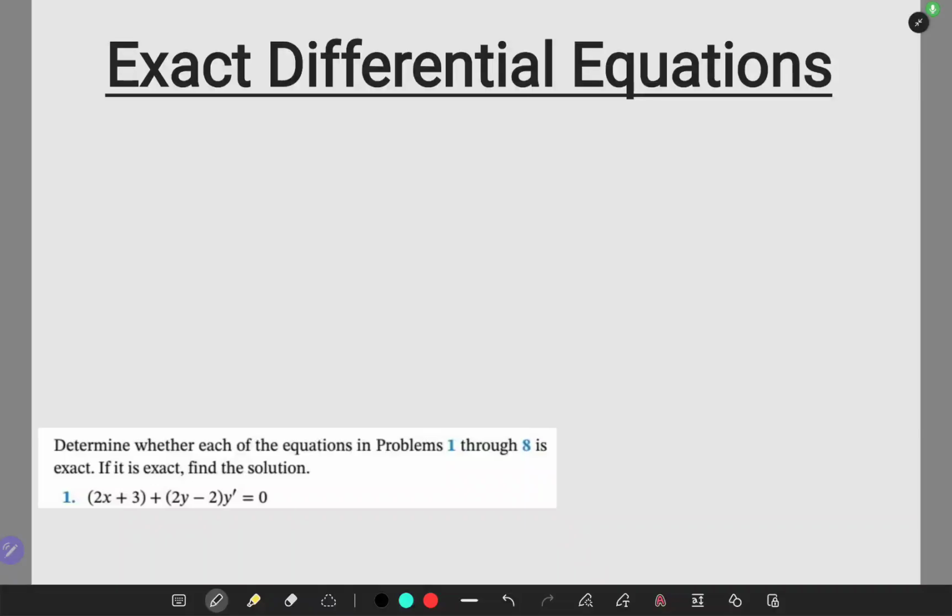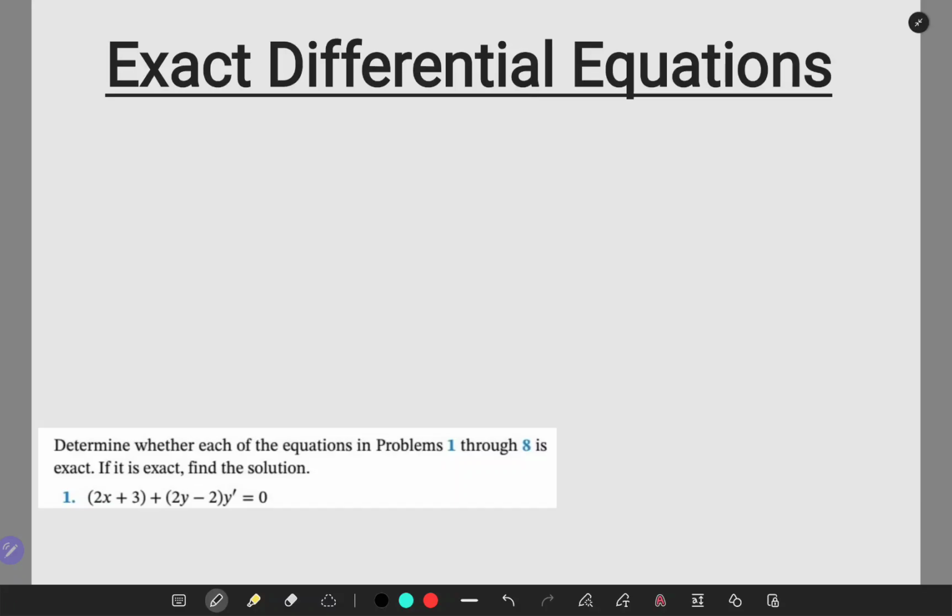Alright, so in this video we're looking at exact differential equations. Now in my opinion, exact differential equations are a lot of fun. I mean, at first it's a little hard to learn the way it goes, but once you get it down, it's super simple.